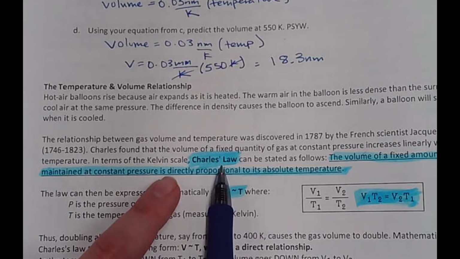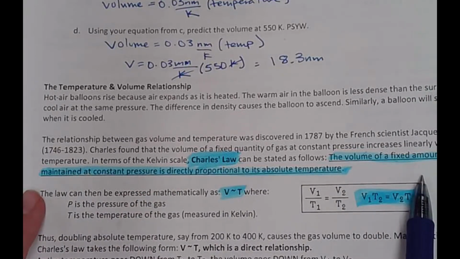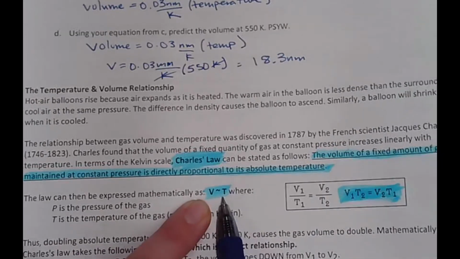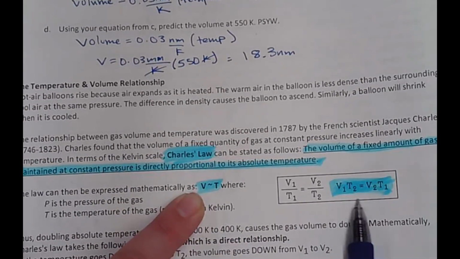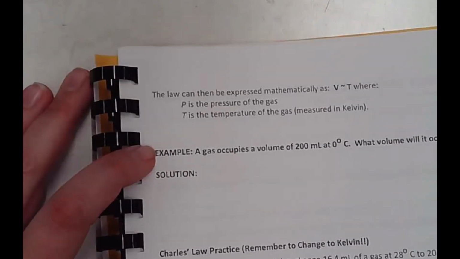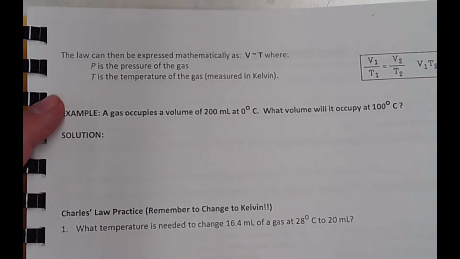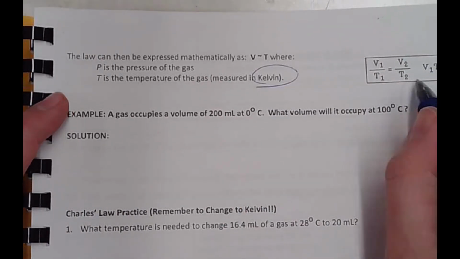Temperature-volume relationship. As volume increases, so does temperature. This is a directly proportional relationship. So we're going to utilize our equation when solving these problems. So for example, on page 12, it has a reminder here that we have to be in Kelvin, and then the equation is at the top.